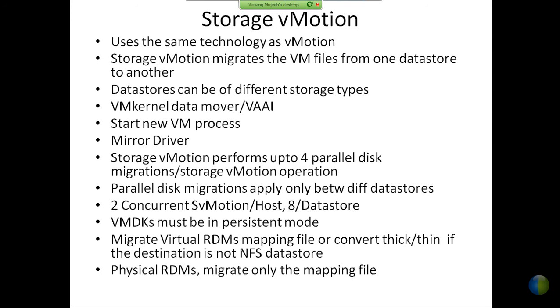Now, what is the component used in storage vMotion? Here, guys, on your ESXi host, you have a component which is called VM kernel data mover. So VM kernel data mover is used to migrate the virtual machine files from one data store to another data store. Okay, and you have some other component which is called VAAI. Now this depends on your storage. That means your SAN needs to support this VAAI.